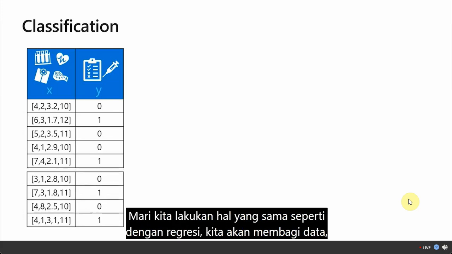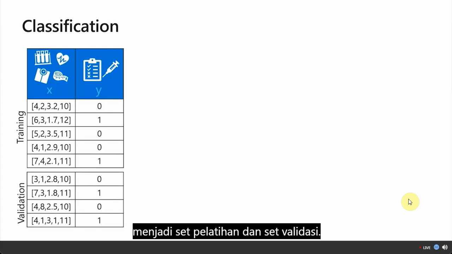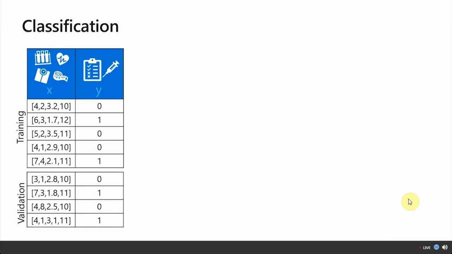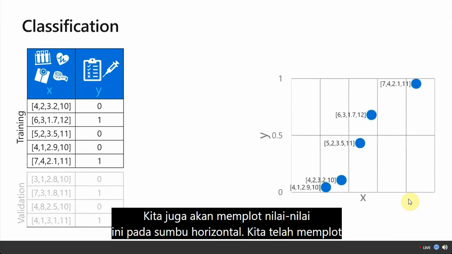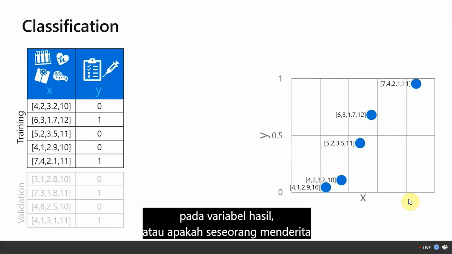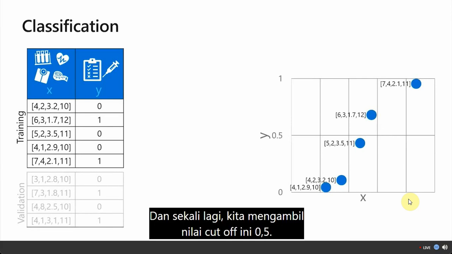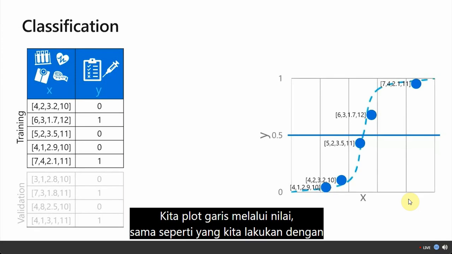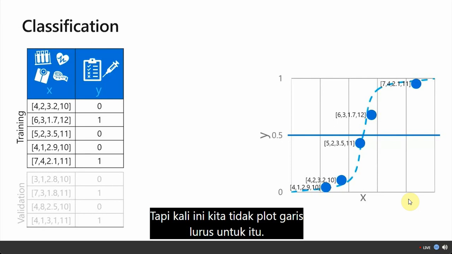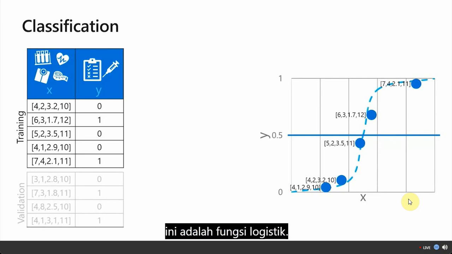But first, let's do the same as with regression. We're going to split the data up into a training set and a validation set: a training set to train our algorithm, and a validation set to validate the algorithm. We're also going to plot these values on a line. On the horizontal axis, we've plotted the features, and on the vertical axis, we plotted the Y, the outcome variable, or whether a person does or does not have diabetes. And again, we're taking this cutoff value of 0.5. We're plotting a line through the values, same as we did with the linear regression, but this time we're not fitting a straight line to it, it's a logistic function. Okay, so we have that.